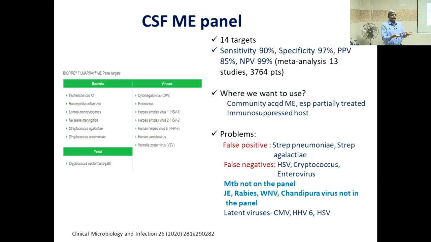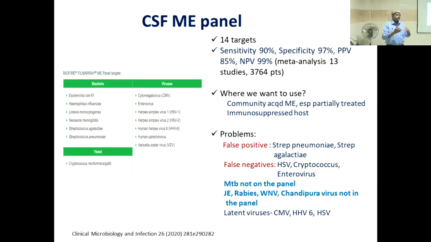So where would I use it? In community-acquired meningitis. At times it can be false positive; the pneumococcus can be false positive. It can be false negative, especially with HSV or cryptococcus. You need to understand that Mycobacterium tuberculosis, number one, is a very important cause for fever with altered sensorium. That is not in the panel.